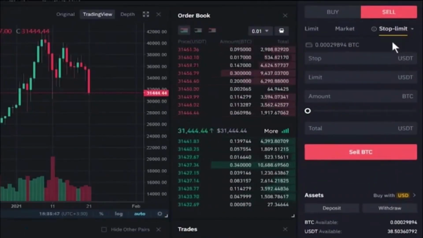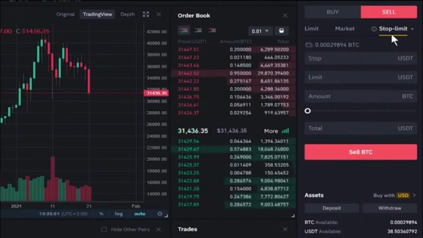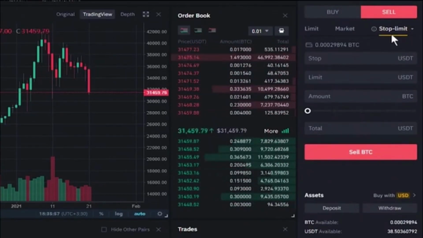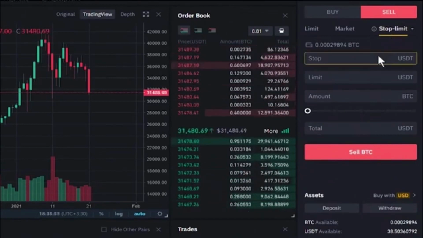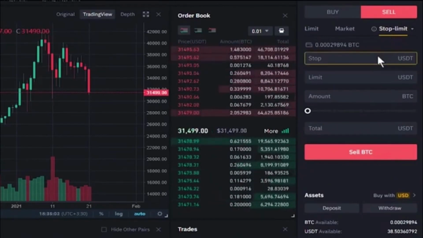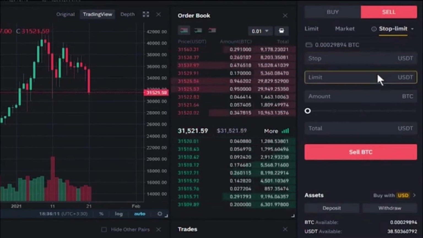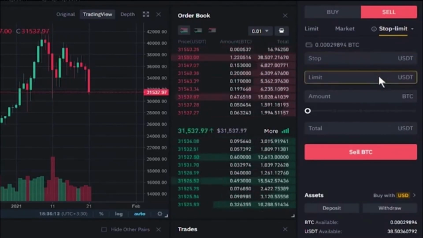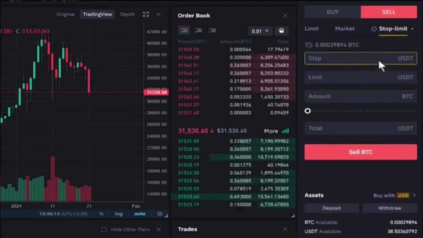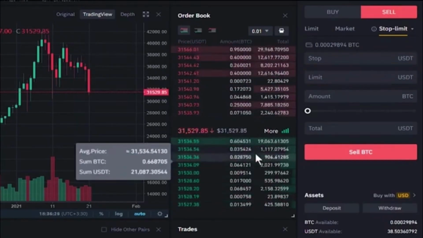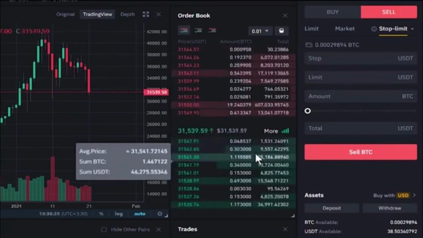Alright, now let's see what is a stop limit order and how we can place it and in what situations it can help us. A stop limit order is a kind of limit order, but here we have another setting that is called stop price, and it actually triggers the limit order. So here you set the stop price and then the limit price, and when the price reaches the stop price, your limit order becomes active and goes to the order book. Now let's see how we place a stop limit order in practice.